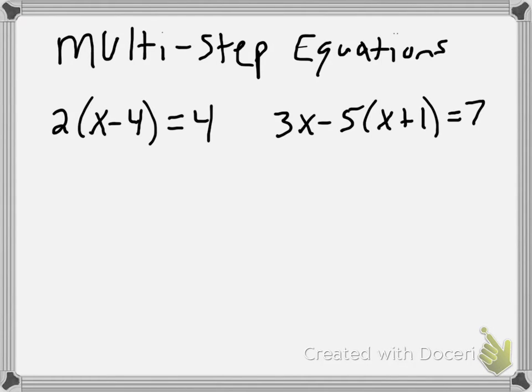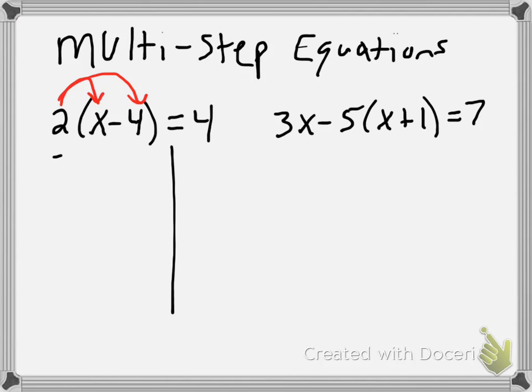So we're going to review solving multi-step equations. Now again, in this first one, put a line where your equal sign is, so you remember to add or subtract things on the same side. So for this first one, it does have distributive properties, so we do need to go through and do that first. So we're going to multiply 2 to the x and 2 to the negative 4.